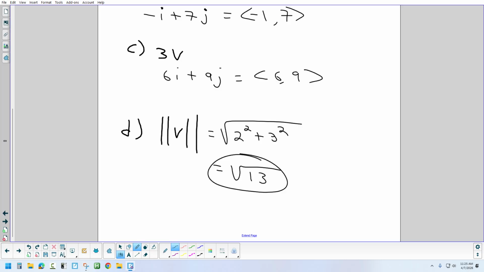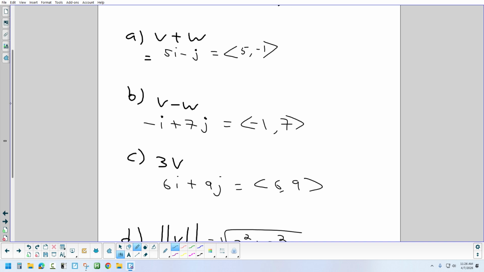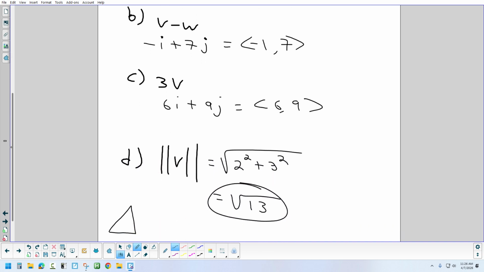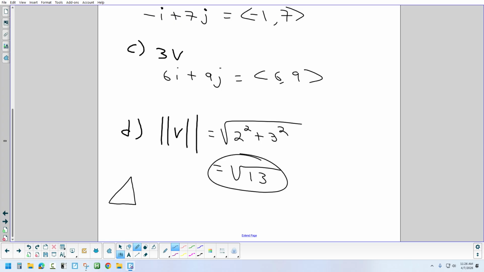And what theorem did we just use? Right, we just used the Pythagorean theorem, and we had a side of 2 and a side of 3. We just found the hypotenuse. Any questions on adding, subtracting, scaling, or finding the magnitude, all without any sketches?